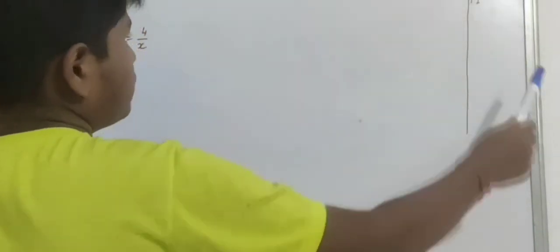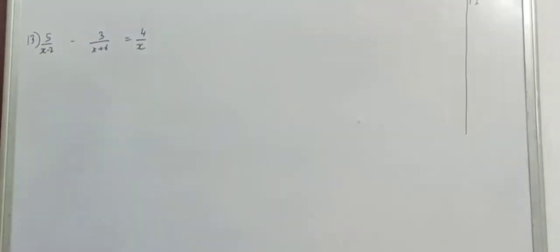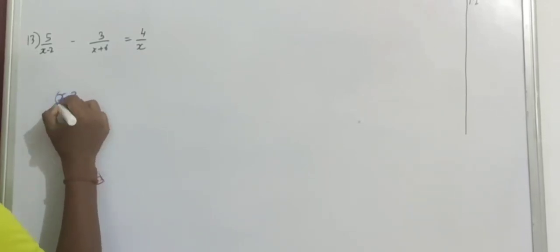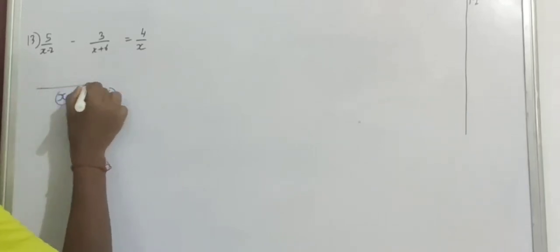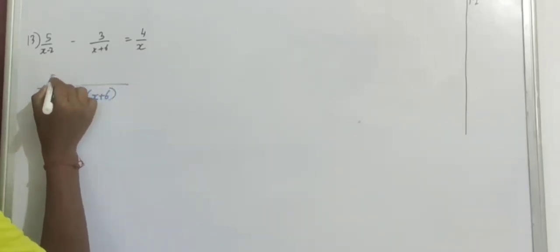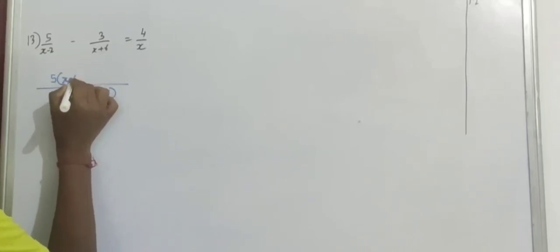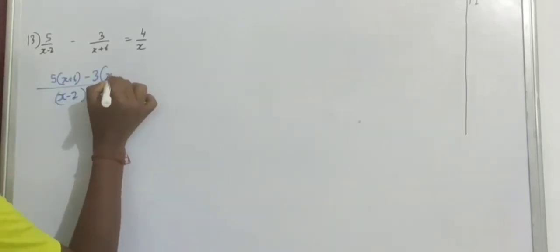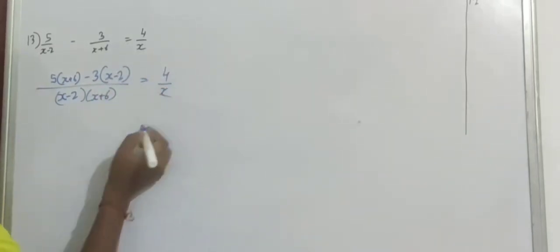Friends, 12 number is for homework. I will solve number 30. So here first I have to take the LCM of both the denominators, which are x minus 2 and x plus 6. And then above we have 5 into x plus 6 minus 3 into x minus 2 is equals to 4 by x.